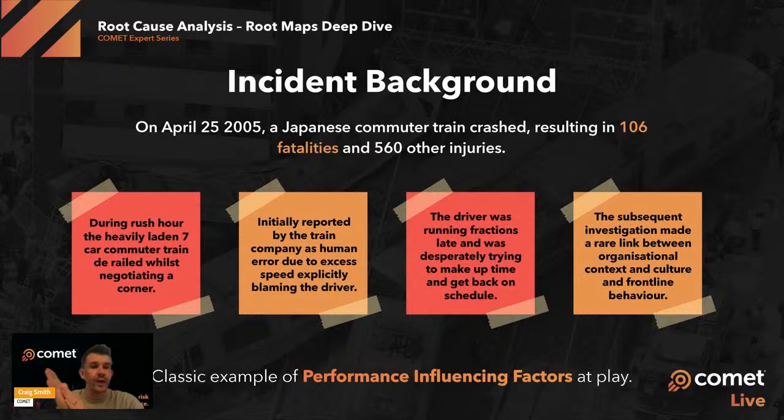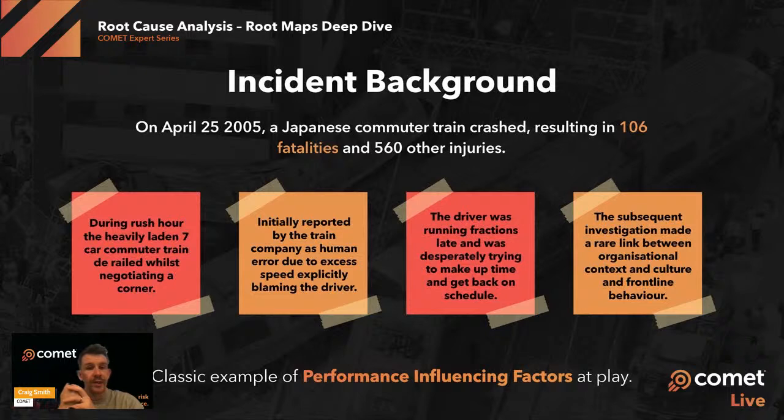So just some details then. During rush hour, a heavily laden seven-car commuter train derailed whilst it was negotiating a corner. So that's the disaster, the initial summary of what happened. The initial reporting by the train company suggested that human error due to excess speed whilst navigating that corner was the reason for the accident.